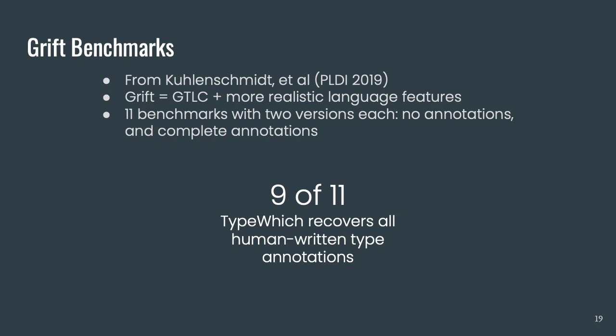We also evaluate our tool on the Grift benchmarks from Schmidt et al. Grift is a language like the GTLC, but with a bunch of reasonable language features. There are 11 benchmarks with 2 versions each, one with no annotations and one with complete human annotations. On 9 of 11 of these benchmarks, TypeWhich recovers all the human written type annotations. On another benchmark, TypeWhich recovers all reachable human written type annotations.